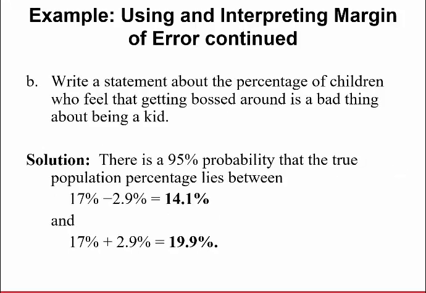Next, write a statement about the percentage of children who feel that getting bossed around is a bad thing about being a kid. Well, this is what we're saying: I don't know what the real value is, but there is a 95% probability that the true population percentage lies between two values. If you take the statistic you got, the 17%, and subtract the margin of error, you get 14.1%. And if you add the margin of error, I'm 95% sure that the real value is somewhere between 14.1% and 19.9%.